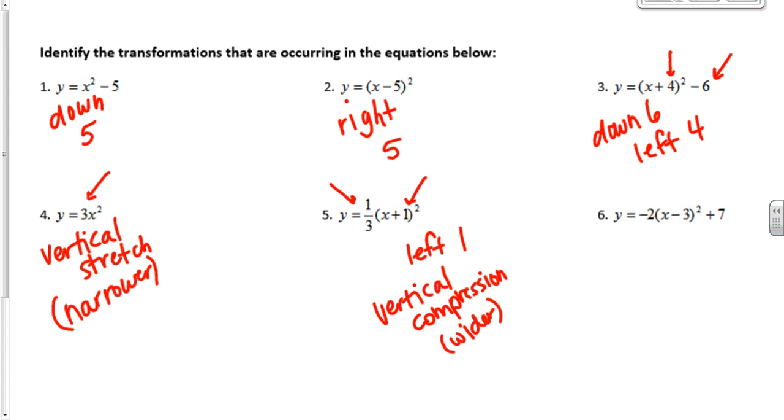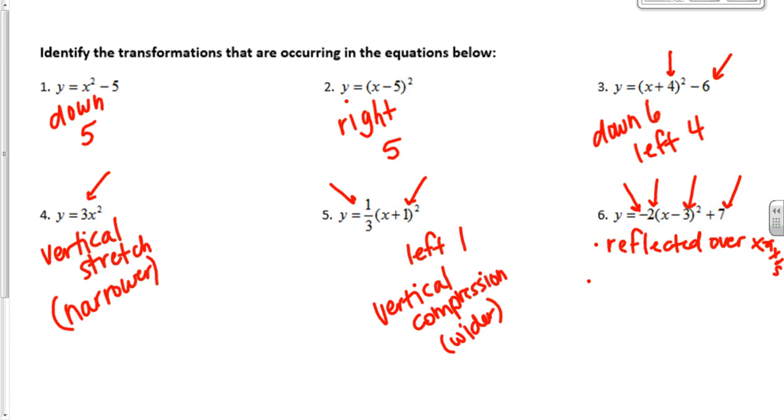Last one has everything in there. We've got the 7, we've got the 3, we've got the 2, and we've got a negative sign. We've got 4 things occurring here. Okay. So I'm going to say first, it's been reflected over the x-axis.